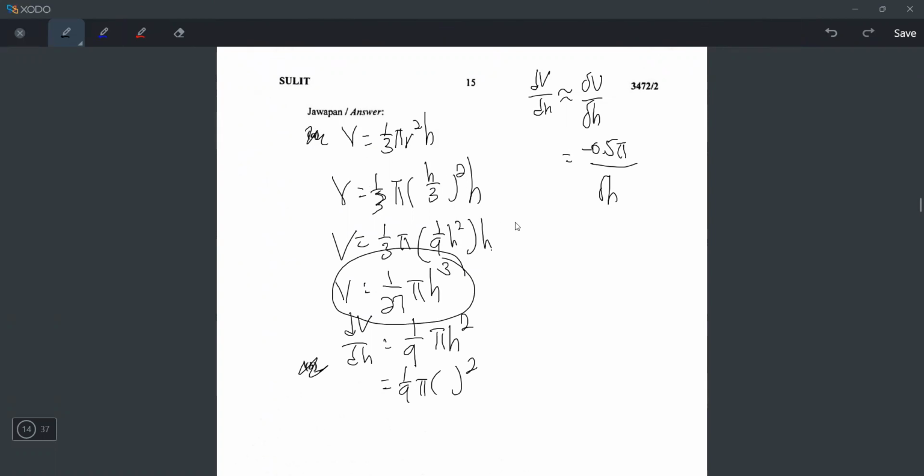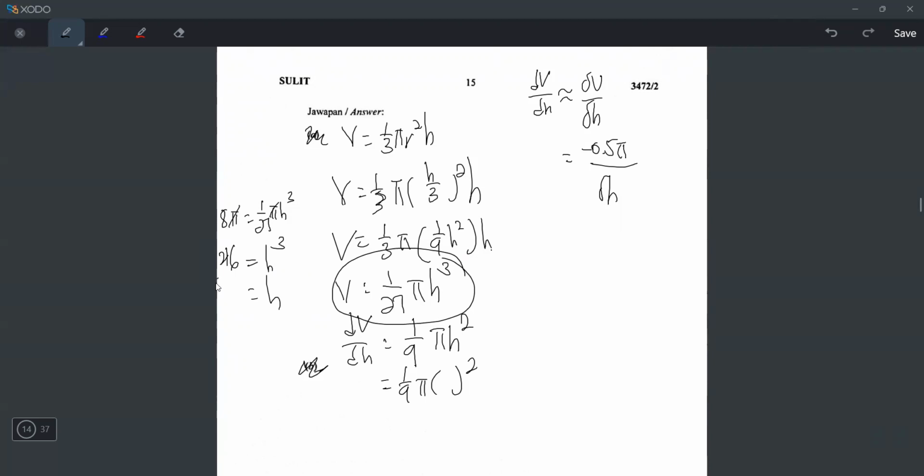So I'll write here, 8 pi, okay? And then equals to 1 over 27 pi h cubed. The reason I'm doing this is because I need to get the value of h so that I can substitute here to get the dV/dh. So pi and pi can cancel. H cubed, 8 times 27, I believe is 216. And then h is the cube root of 216.